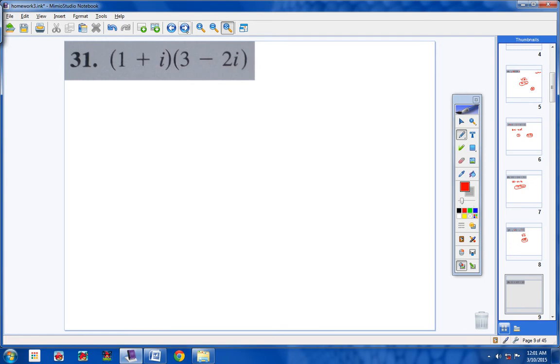Okay, we're multiplying two complex numbers together. Take your 1 and multiply it through. 1 times 3 and 1 times negative 2i. Now take your positive i and multiply it through. i times 3. And positive times the negative is negative. i times 2i is 2i squared. Now students, we know i squared is negative 1. Okay? And negative times a negative is a positive.